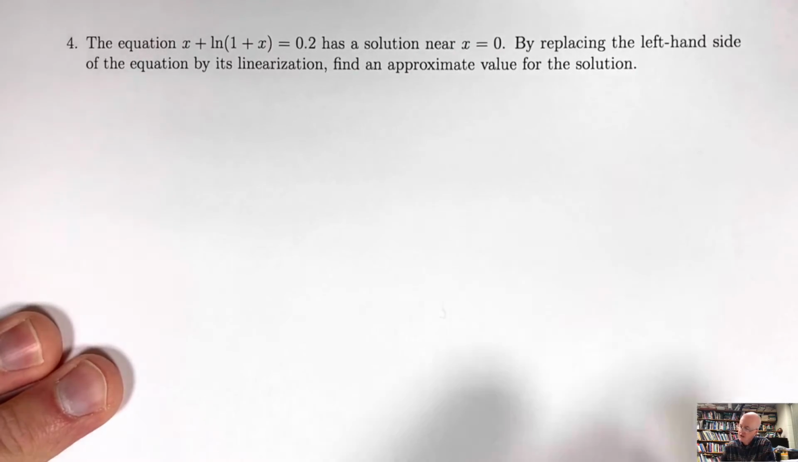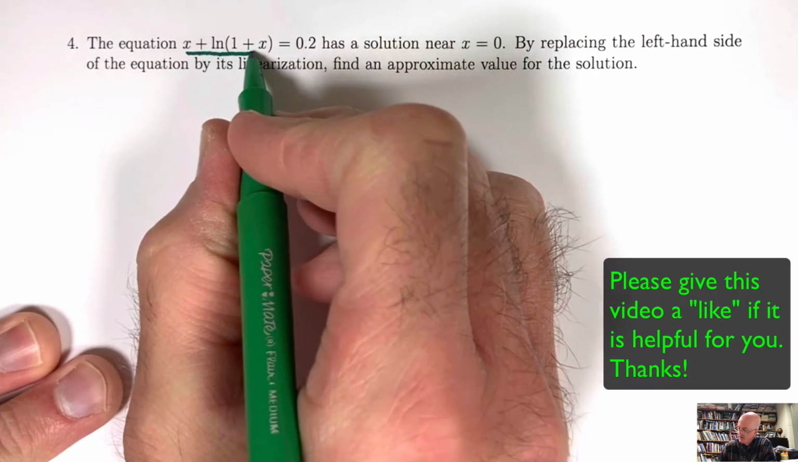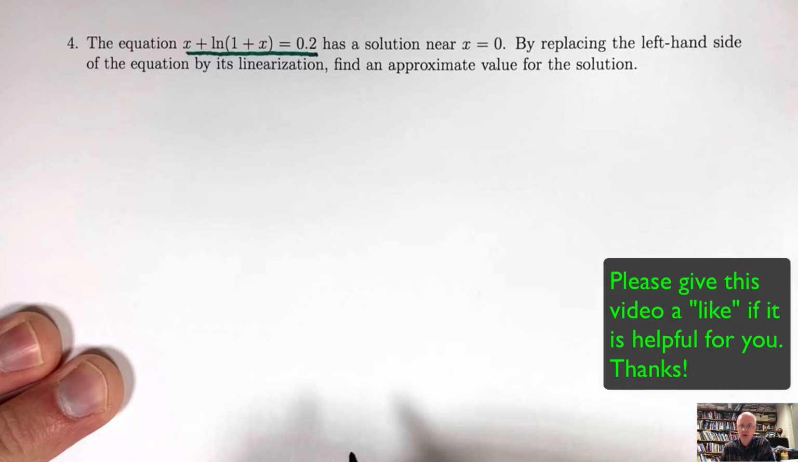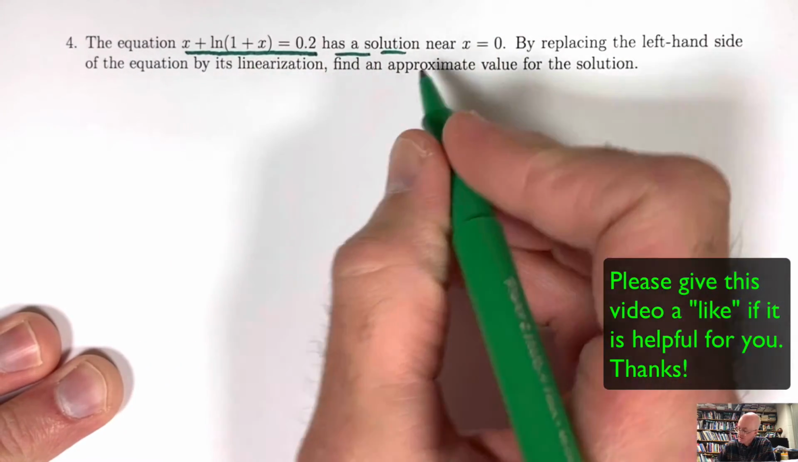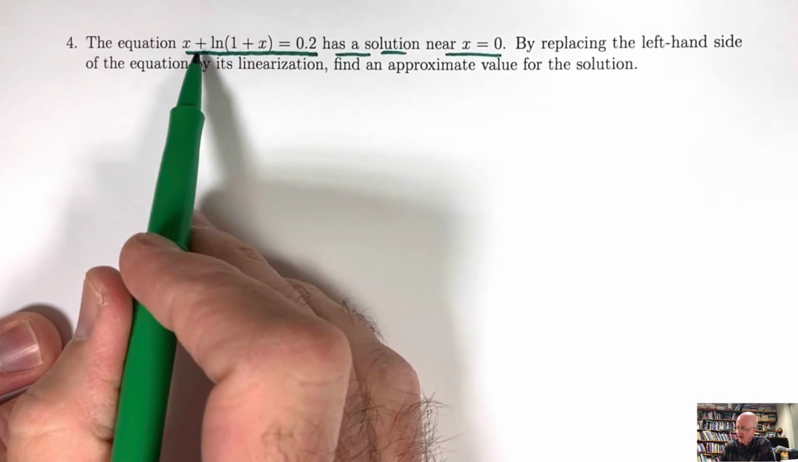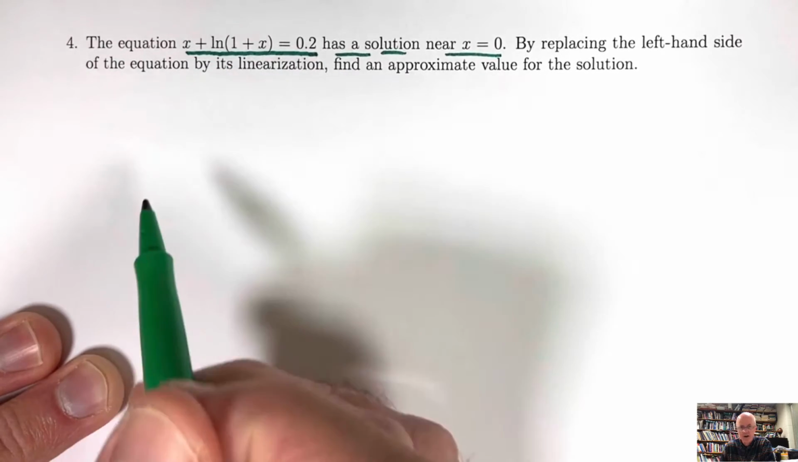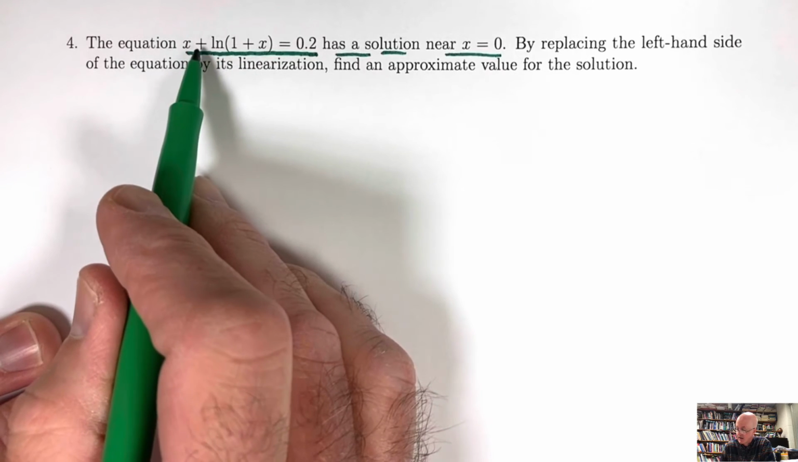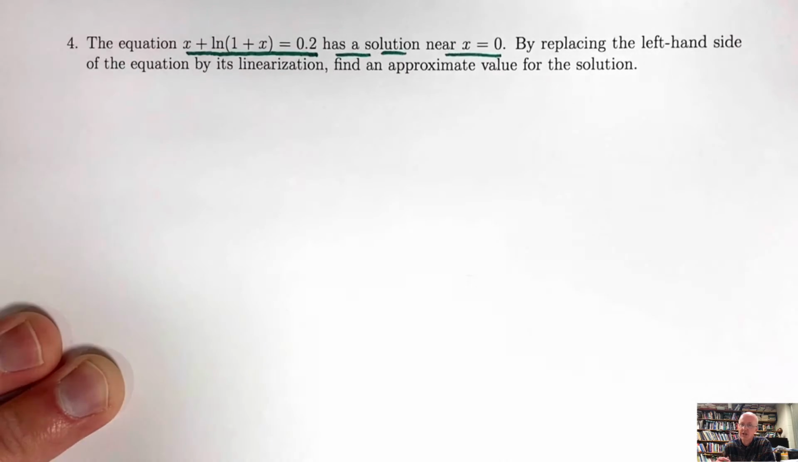Number 4 is an equation solving application of local linearization. We've got this equation, x plus natural log of 1 plus x equals 0.2. And we're saying it has a solution for x near x equals 0. You can't solve for it symbolically. It's a function that cannot be solved for x explicitly, because it's a combination, a sum of an x term and a log of something. You can try exponentiation and so forth, but it's not going to be helpful. We have to approximate the solution.